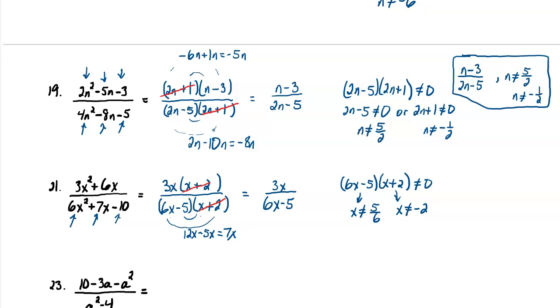Again, I'm skipping a step of writing. In the previous problem, problem 19, I had taken the time to write out this step here, whereas in problem 21, I'm getting to the same conclusion, but skipping a step of writing. The final answer is 3x on top, 6x minus 5 on the bottom, now a comma, and list the restricted values. x cannot be equal to 5 over 6 or negative 2.